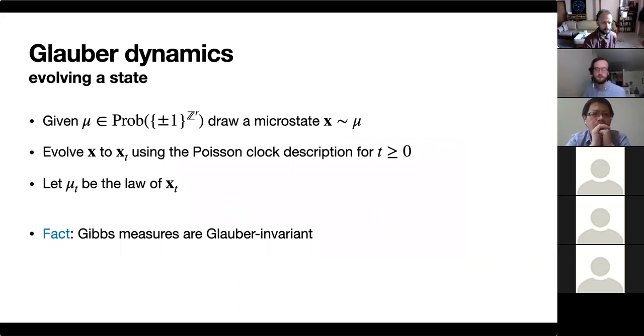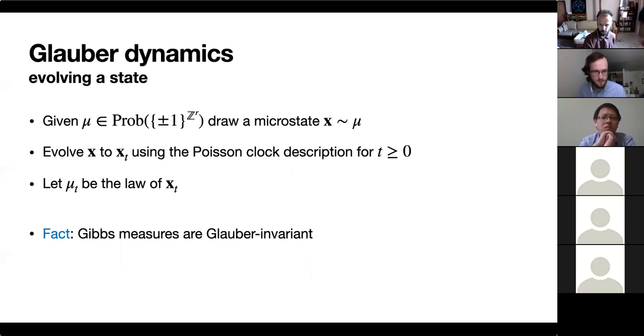Okay, so that's how we develop a microstate. But the state of our system is supposed to be a probability distribution. So we just quickly say how we're going to evolve one of those. I guess that's what you'd expect. You first draw a microstate by the distribution. You evolve that microstate, like we said, for however much time you want. And then your evolved distribution is defined to be the law of that evolved microstate.